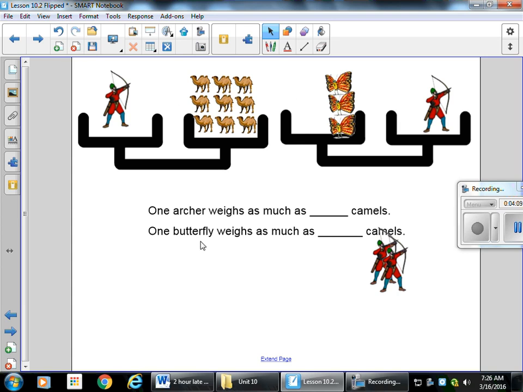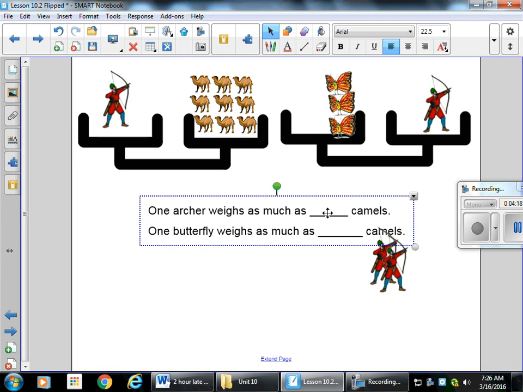So what do we need to find out? 1 butterfly weighs as much as how many camels? Well, we don't have that here. 1 archer weighs as many as how many camels? An archer weighs the same as 9 camels. This is what we do know because of this right here.